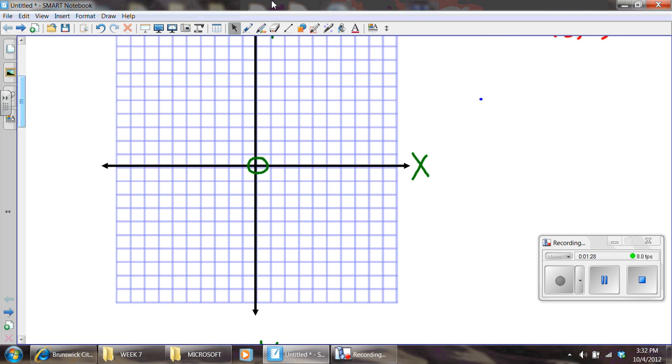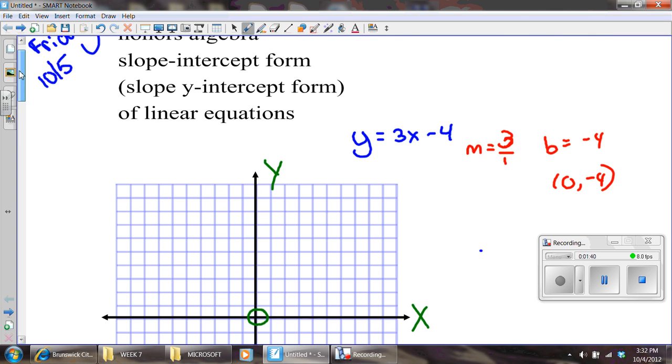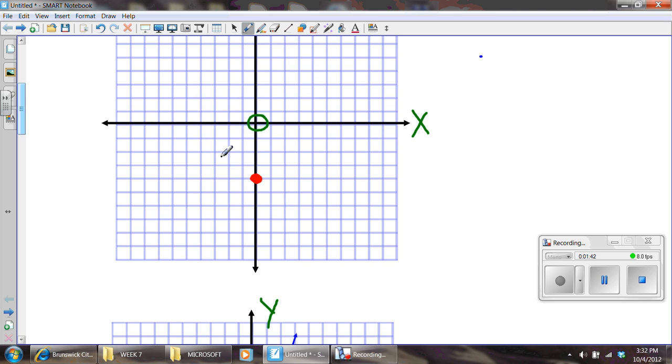All right, here we go. (0, -4). I'm going to go 1, 2, 3, 4 in the negative y direction. And there we go. I have a point right there. Now my slope is 3 over 1. So from there, I will count up 3 and then right 1.